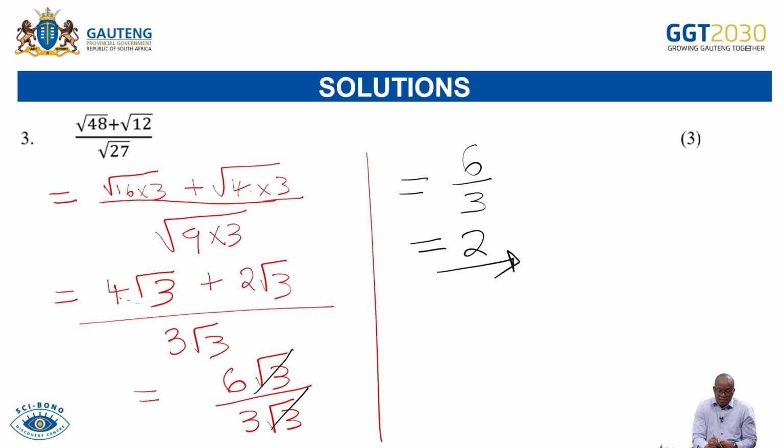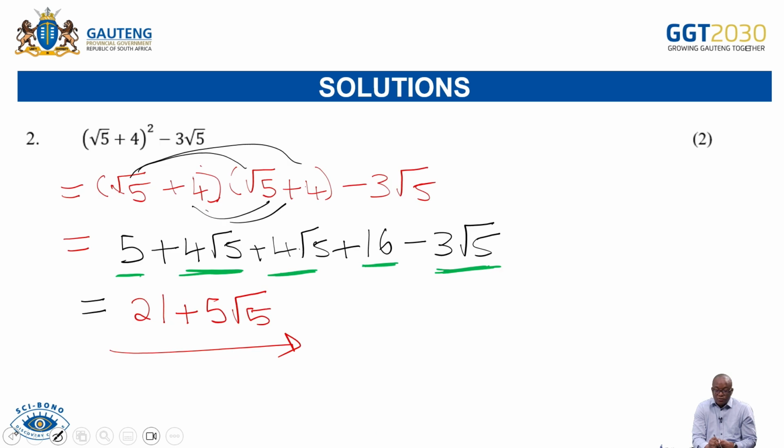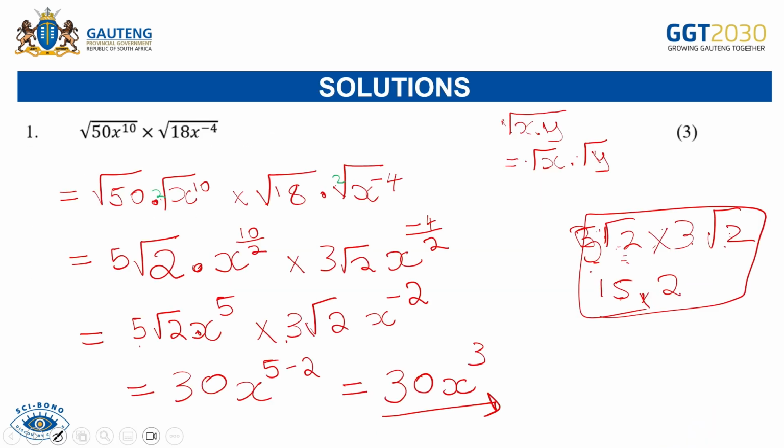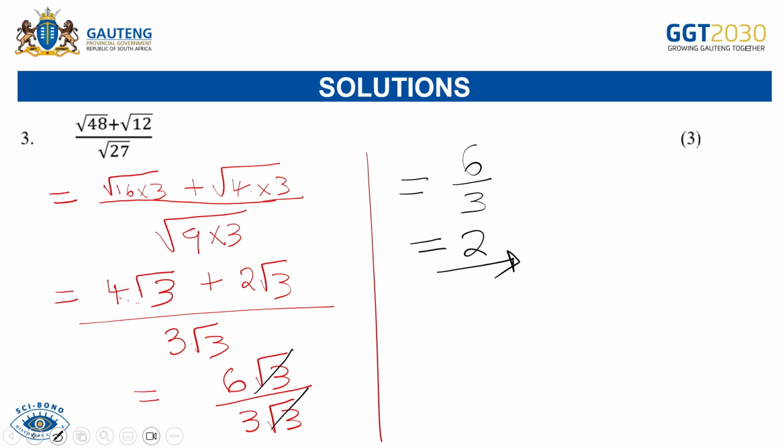Remember, it was a question out of 8 marks, which is our test 3. So that's basically how you were supposed to answer that question and get your 8 marks.